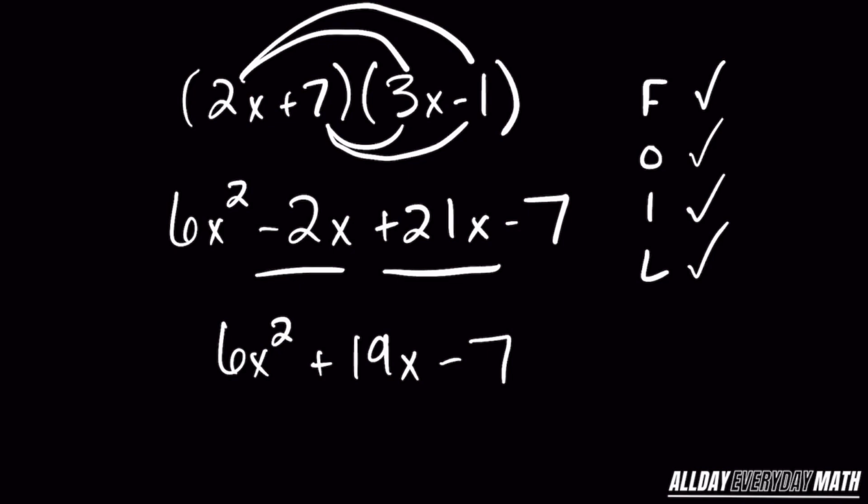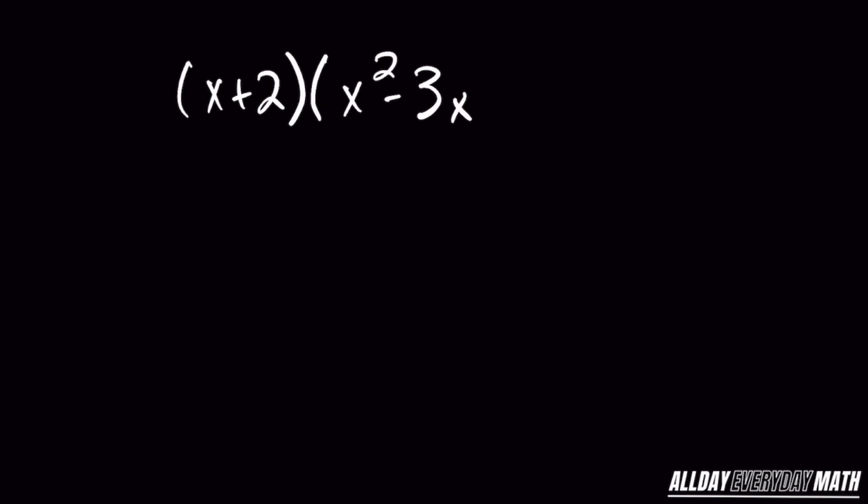So again, just make sure that you distribute each term in the first polynomial to each term in the second polynomial. All right, so say that we come to a problem and they want us to multiply a binomial times a trinomial. All right, what are we going to do then? So let me write a problem. We're going to do x plus 2 times x squared minus 3x plus 4.